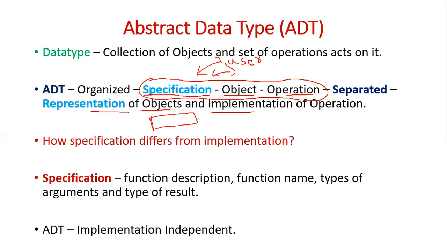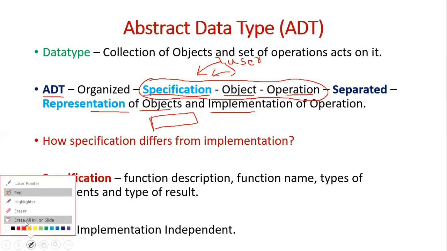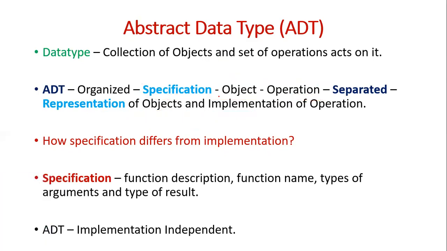Okay, so an ADT, an abstract data type, is one which is organized in such a way that the specification of the object and the specification of the operation performed on the object are separated from the representation of the object and the implementation of operation on the object. Okay, because these two are different things. From a user perspective, he needs only the object specification and the operation specification. He is not bothered at all about the implementation details of the object and the operations, right?